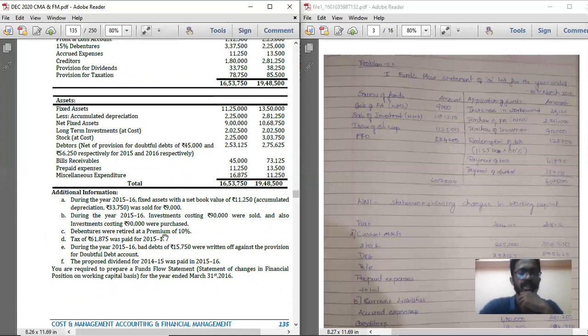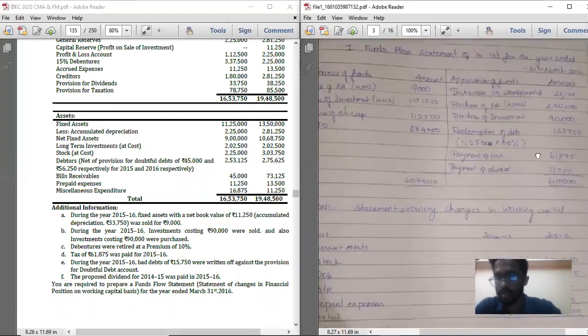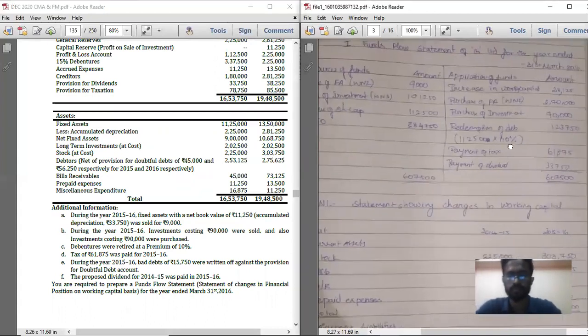Next, debentures are retired at a premium of 10%. So how much is the debentures which have been redeemed? 3,37,500 minus 2,25,000, you get 1,12,500 redeemed at 10% premium. So into 110%, you get 1,23,750. That is the application of funds. In application of funds, record redemption of debentures 1,23,750.